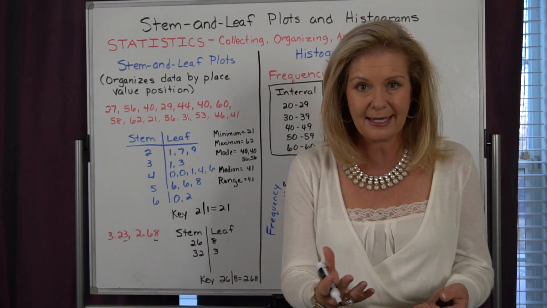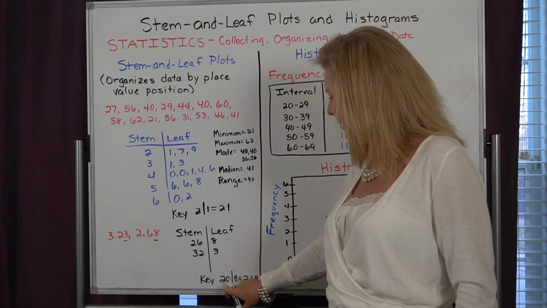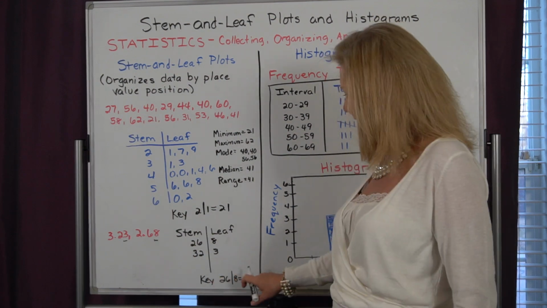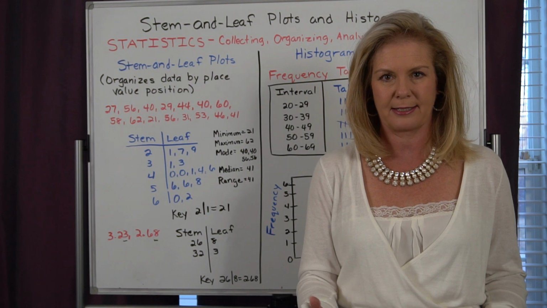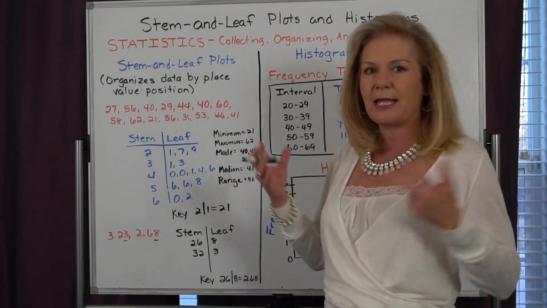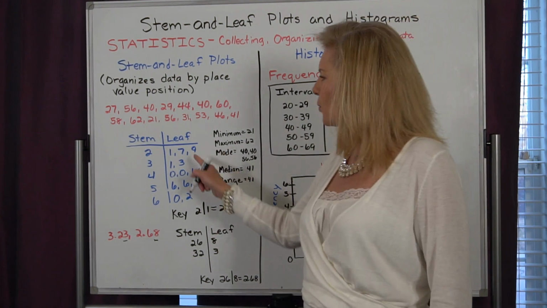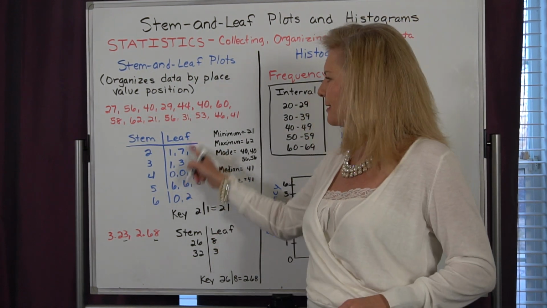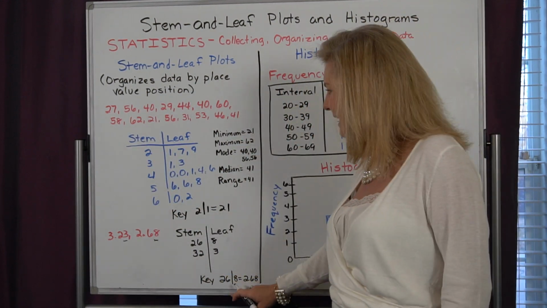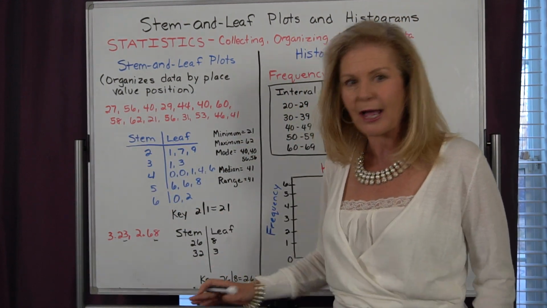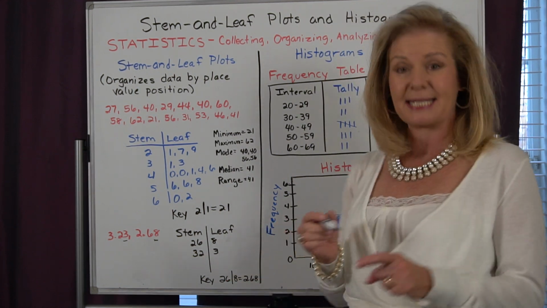Now, the key is the crucial piece, because when I look at the key, I see 26, a solid line, 8, and I said that equals 2 and 68 hundredths. So you can have as many or long numbers as you want, as long as only the ones place goes in the leaf and then all other numbers go in the stem. But that key has to be there, otherwise we don't necessarily know how to read the number. So there's my stem and leaf plots.